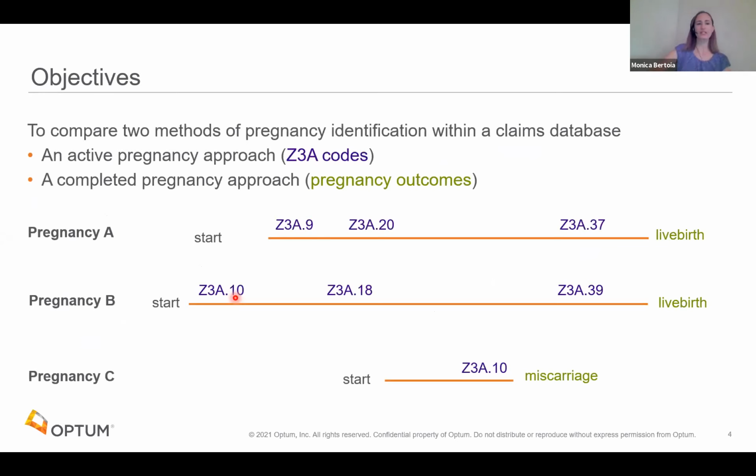Our objectives here were to compare two methods of identifying pregnancies in a claims database. The first method is an active pregnancy approach using Z3A codes. You can see those Z3A codes here in purple. We're expecting to see those throughout the course of a pregnancy. The second approach is a completed pregnancy approach using codes for pregnancy outcomes. You can see in green here, we're going to expect to see those codes at the end of a pregnancy.